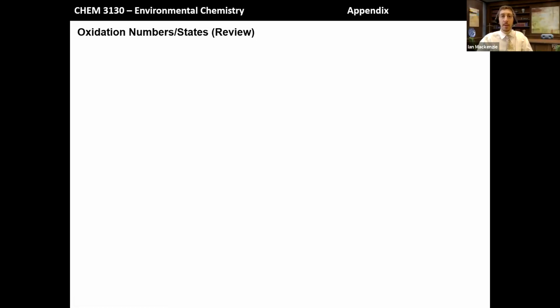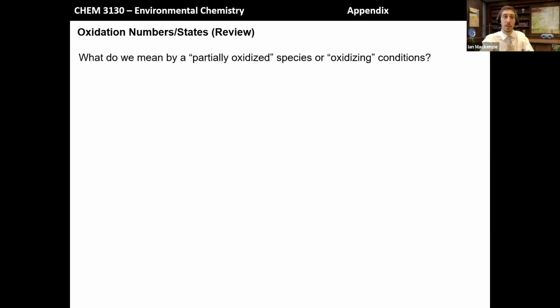Now, before we get too deep into atmospheric chemistry, we need to pause and jump to the appendix in the book to do a little bit of review on oxidation numbers, also known as oxidation states. The reason is that there's a set of terms you'll come across often in the textbook, where we talk about species being partially oxidized, or conditions being oxidizing or reducing. But what do we mean by partially oxidized or oxidizing? That brings us back to this review of oxidation numbers and states.